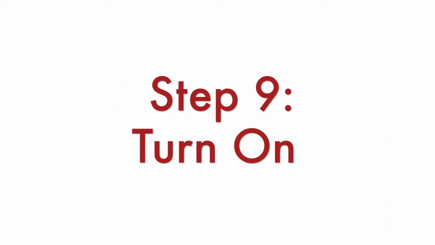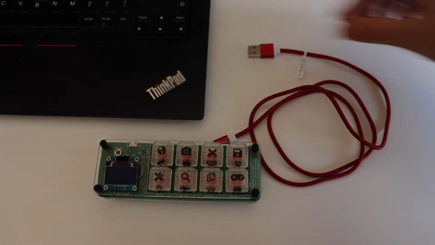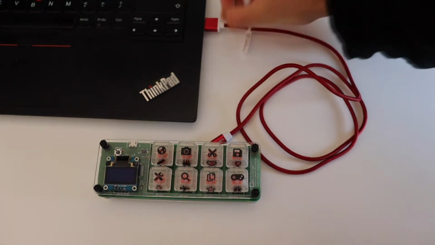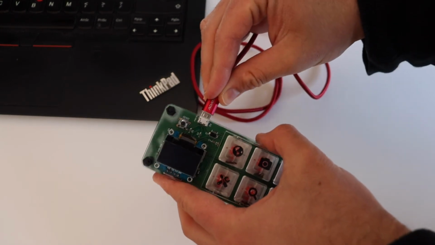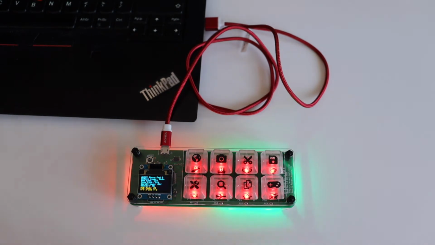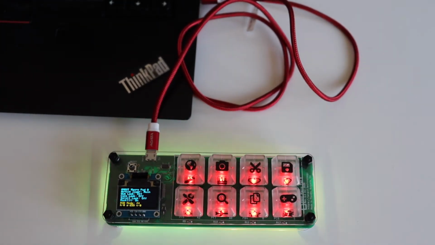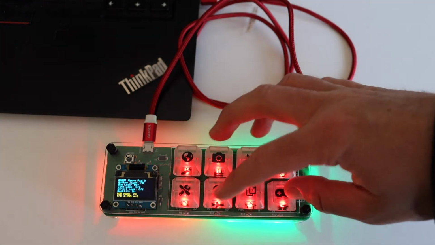Step number 9. Turn on ANAVI Macro Pad 8 by plugging a USB to micro USB cable and connecting it to a personal computer. Thanks to the QMK firmware, ANAVI Macro Pad 8 will be detected as a human interface device and should work out of the box. Furthermore, with QMK, you have the freedom to fully customize each key.